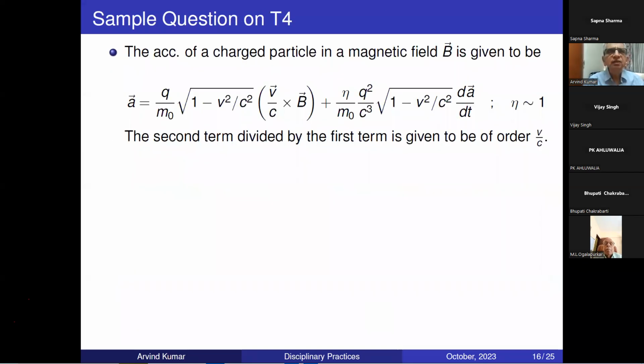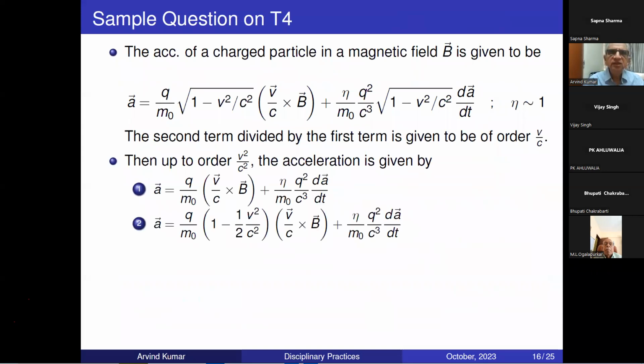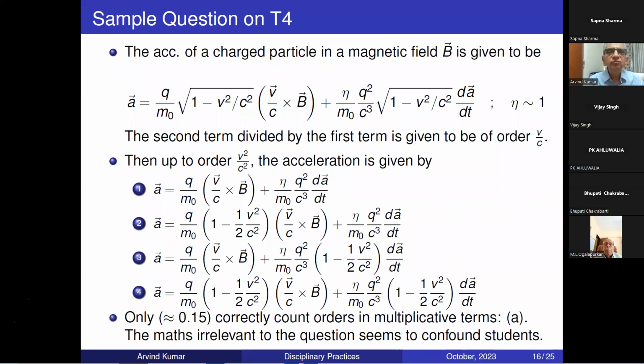So we have the acceleration of a charged particle, and up to this order, the acceleration is given. You see, this is the usual thing, which we all do in class. This is the Lorentz force, and m is the relativistic mass. So q by m, p by c cross v. This is the standard Lorentz force. This is in some theory which includes radiation damping, etc.